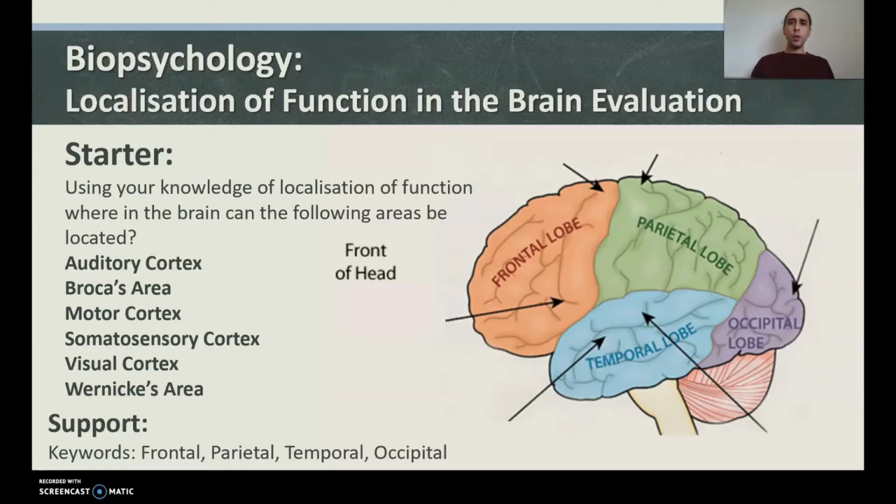Have a little go if you want, draw the diagram, or just do it in your head. Give the video a pause if you want to give it a go, because I'm about to go through the answers. Let's have a look, shall we? So, let's start with the auditory cortex. Where's that going to be found? Which lobe? The temporal lobe. Well done.